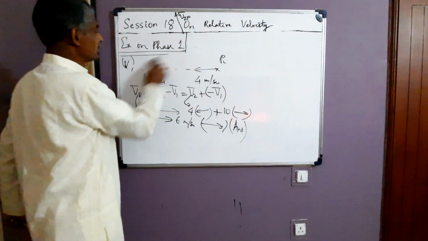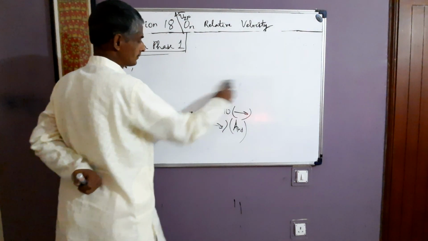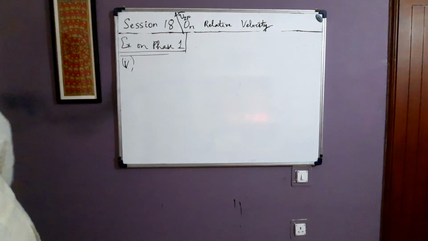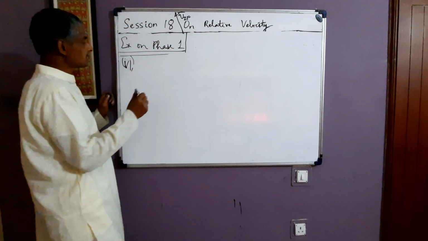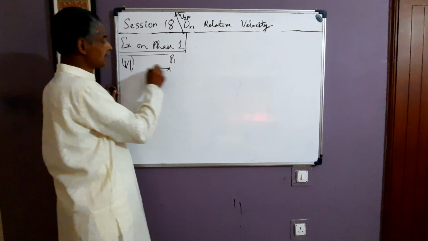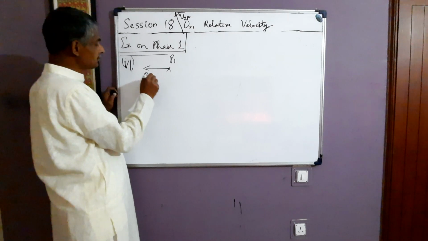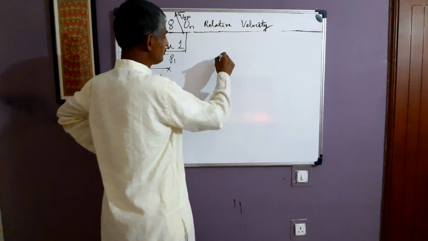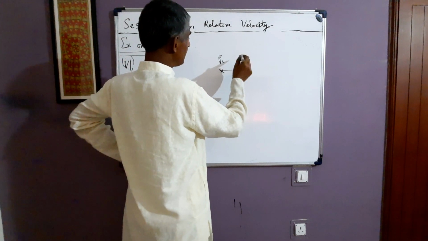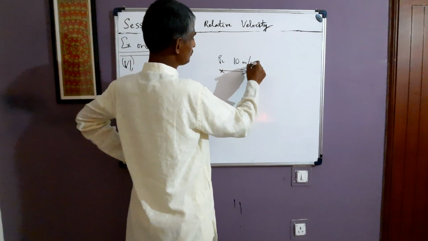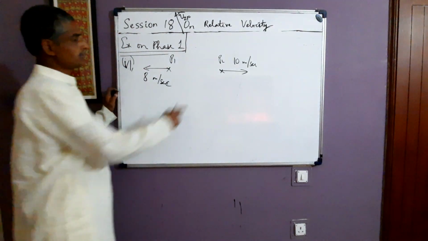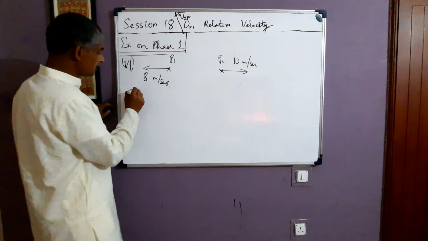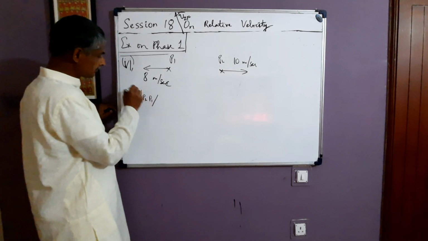Now I'll take the sixth example. The sixth example is this. P1 is moving leftward, say at 8 meter per second with respect to ground, and P2 moves, say, rightward at 10 meter per second with respect to ground. Now again we have to find the velocity of P2 with respect to P1 in the ground frame. So we have to find Vp2 P1G.